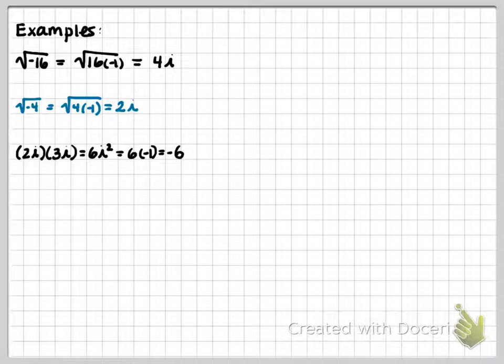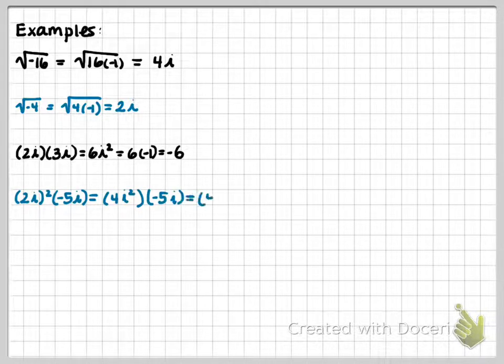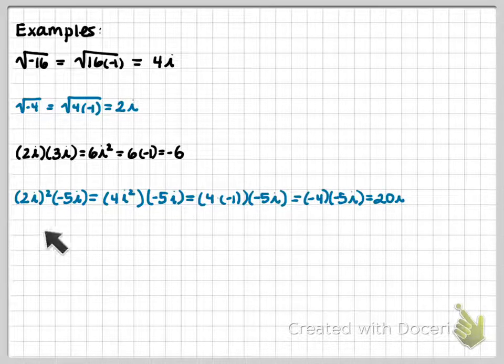So if I'm multiplying 2i times 3i, I multiply 2 times 3 to get 6, and i times i to get i squared. Now i squared was defined as -1, so I can replace that in this step, 6 times -1, and get -6. We'll try another one that's kind of like that. We've got 2i squared times -5i. The first thing I'm going to do is take this 2i squared, I'm going to square my 2 and square my i.